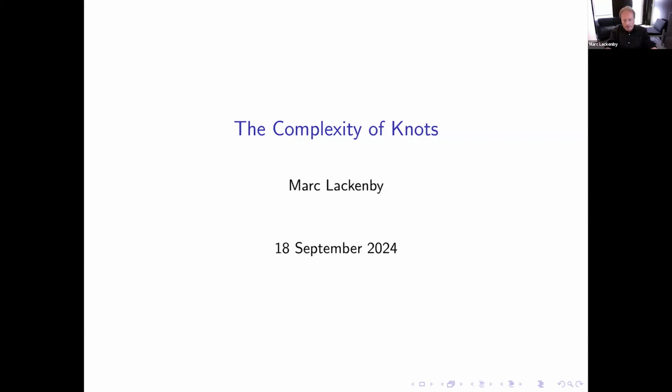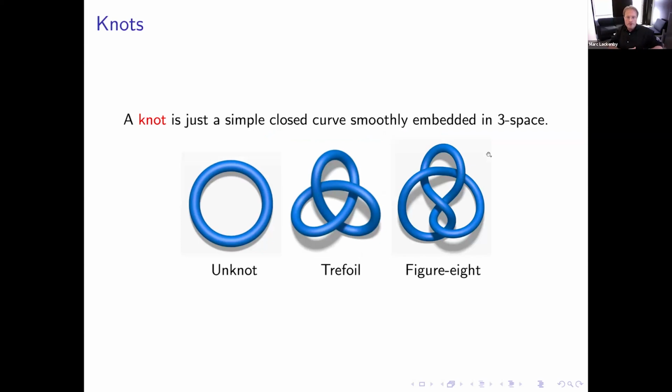Okay, so I'm going to be talking about knots, and knots, as we all know, are just simple closed curves smoothly embedded in 3-space. And you view 2 knots as equivalent or the same if one can be deformed to the other without passing through itself. So these here are the 3 simplest knots. There's the unknot, the trefoil, and the figure 8.